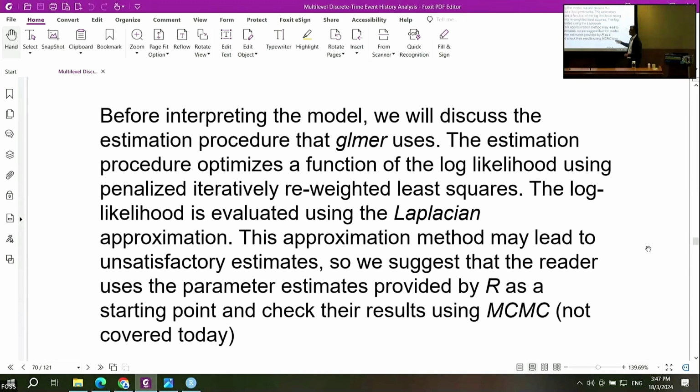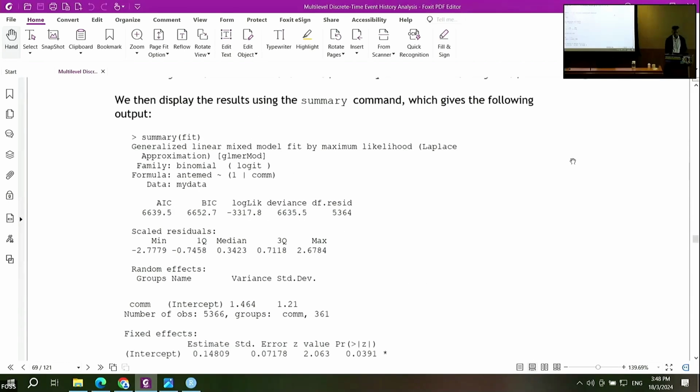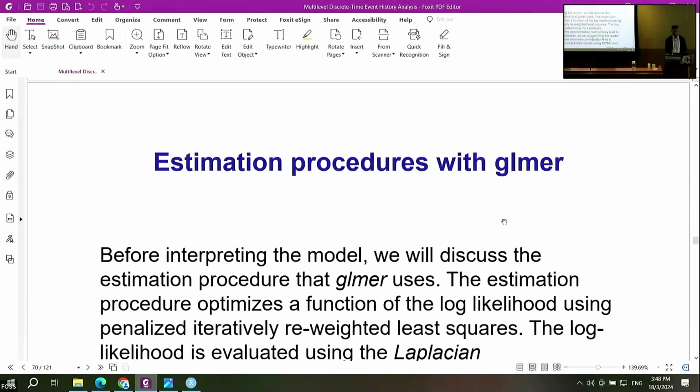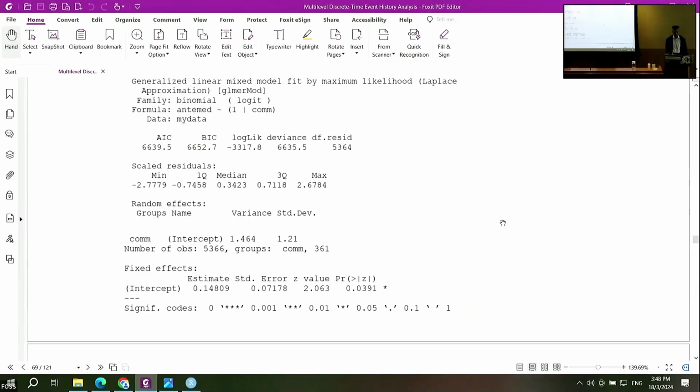In fact, in the folder you've got an example of MCMC estimation. But for that, you really need to have some understanding of Bayesian modeling. So it's just a little check to say you can run multi-level logistic regression analyses using R, using what's called Laplacian estimation methods.